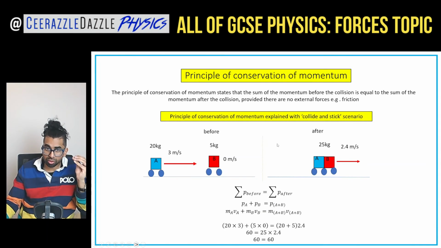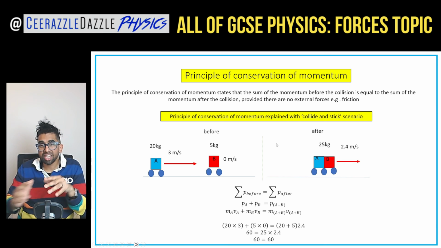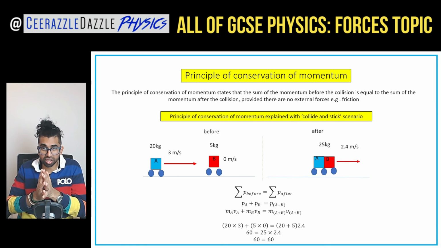The principle of conservation of momentum simply states that the sum of the momentum before the collision is equal to the sum of the momentum after the collision. So that means all the momentum before should be equal to all the momentum afterwards. I'm going to walk you through multiple examples so that you can get your head around it.